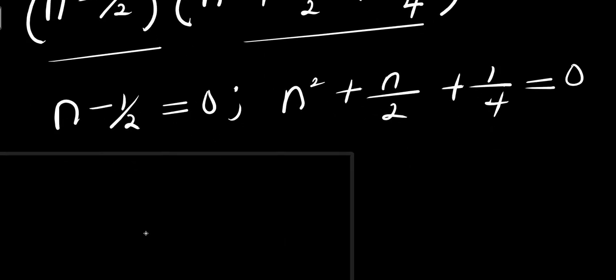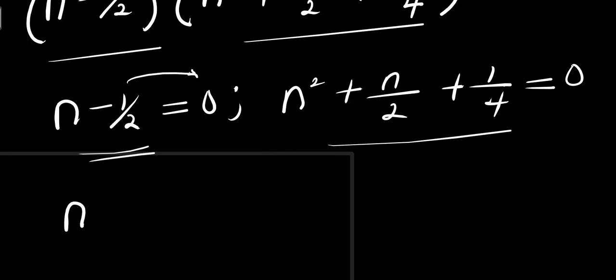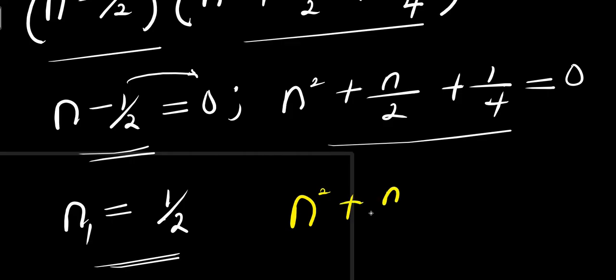So it's now time to solve each of these equations. We start with the first one. We move this over here, I have n equals 1 over 2. This becomes my n1. Now to solve this other one here, n squared plus n over 2 plus 1 over 4 equals 0.